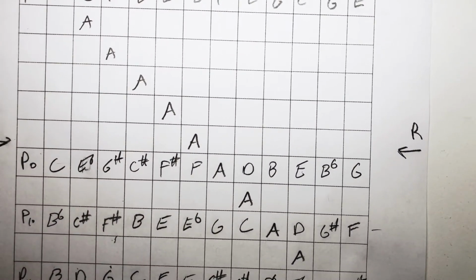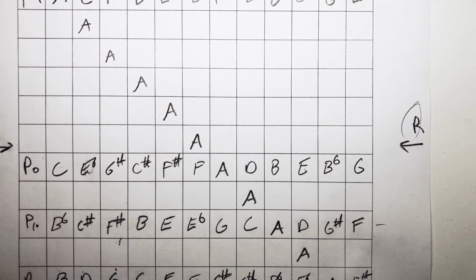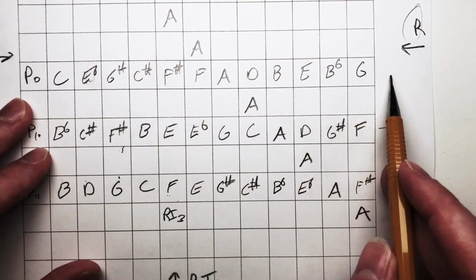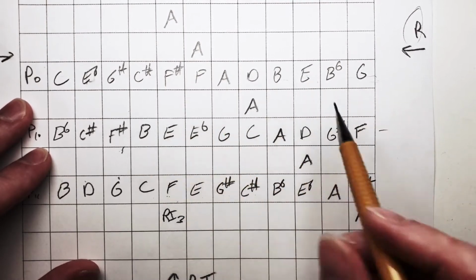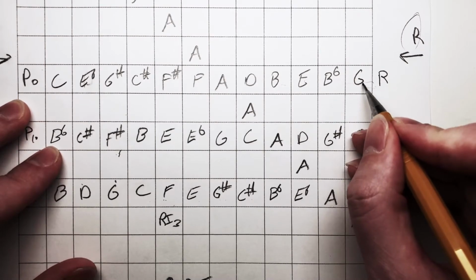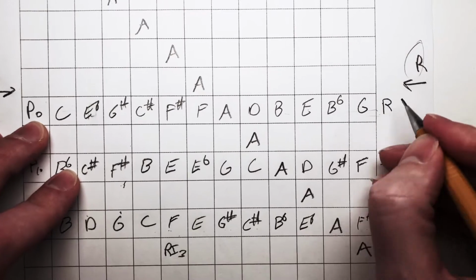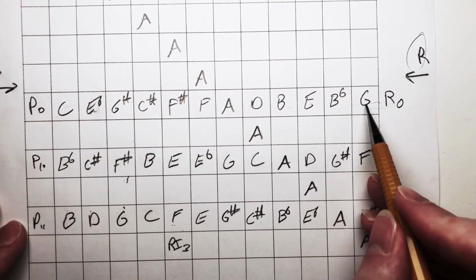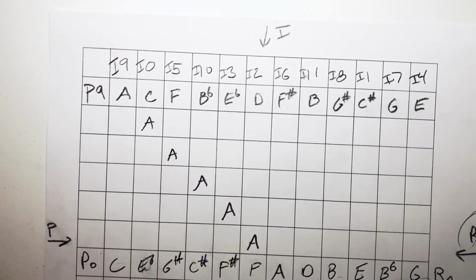Retrograde, which is just a fancy word for backwards. So we do have some of these. So this P row, if we were to just read it backwards, that would be retrograde. So starting here, going that way. And the way you would label that would be, again, since we're going backwards, we don't base it off the G. It's whatever the number of the row is over here. So this would be the R0 row. So the R0 row would be G, B flat, E, B, D, and so on.